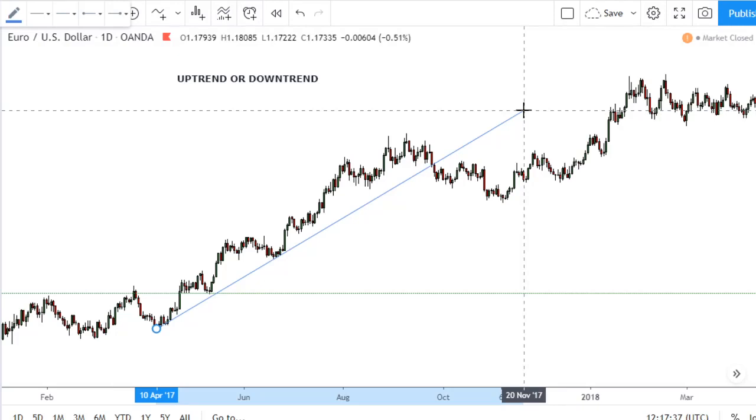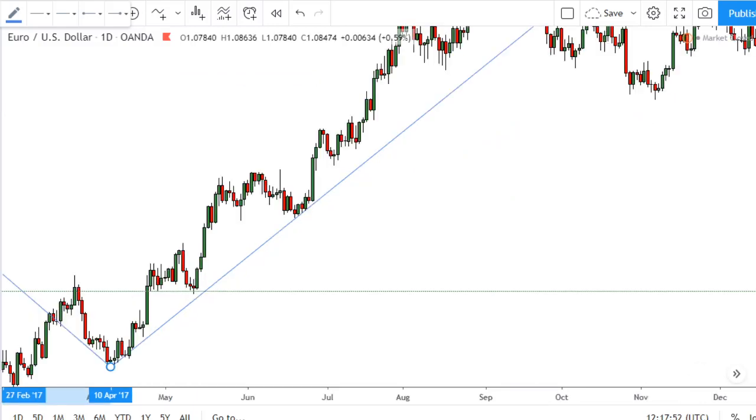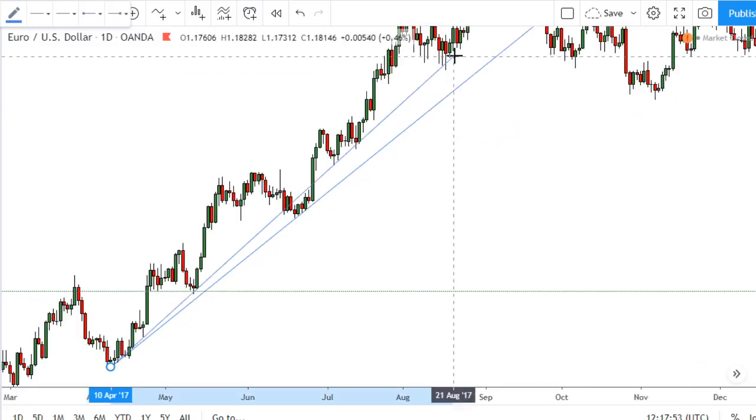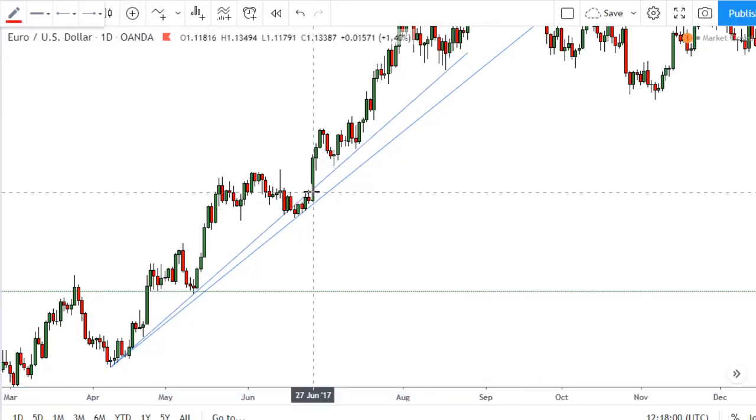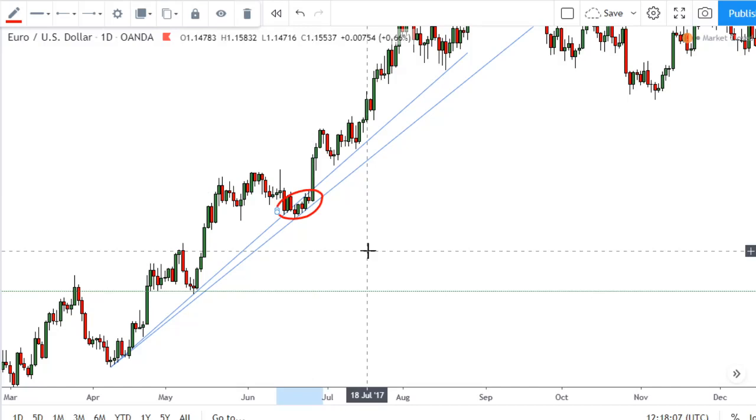You should not put it like this, or put it like this, because in this case you are running through those candles. You don't want to do that. That's why the only correct way of placing trend lines is to place them from wick to wick.